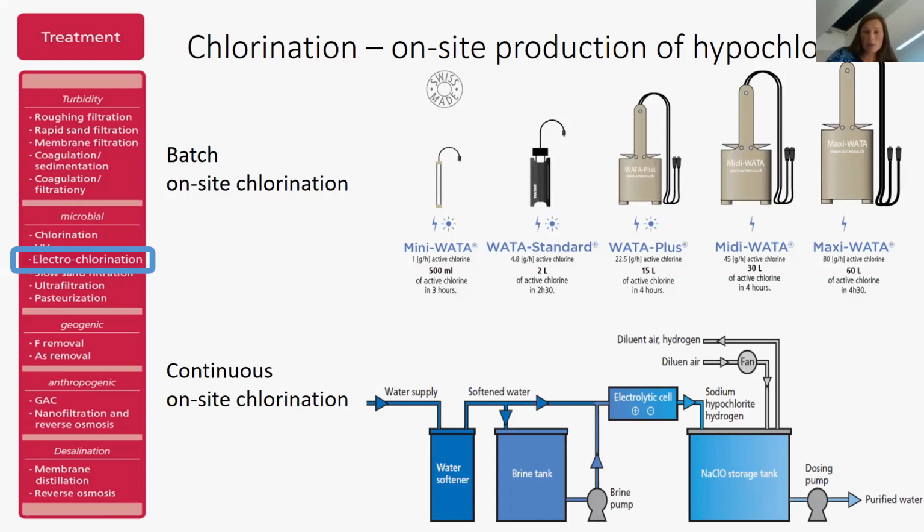So you use a saline solution, and then from the saline solution it's converted to chlorine, which can be dosed afterwards manually or automatically with a pump to a water supply system.